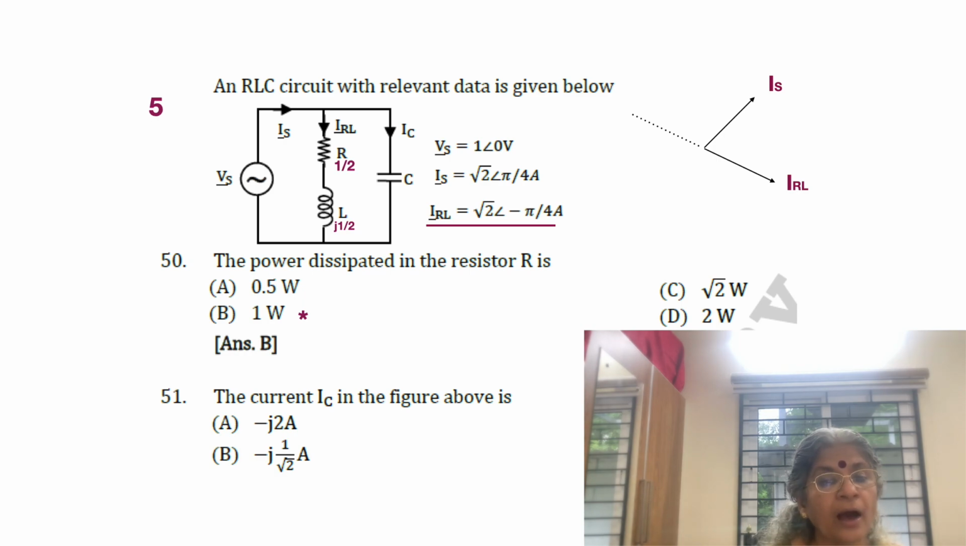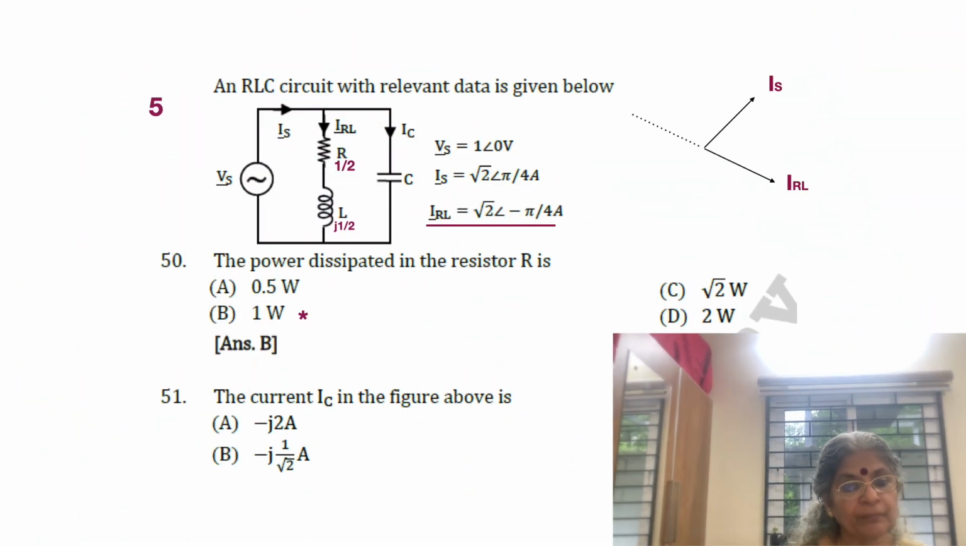Okay, so what is R? It's equal to half. Omega L is also equal to half, so the impedance value or reactance is equal to j 1 by 2. So I square R is now going to be root 2 square, that is 2, into half, that's equal to 1 watt. Very simply you can do it. Only step by step understanding of whatever has been given is important. And what else is asked is the current I_C in the figure above.